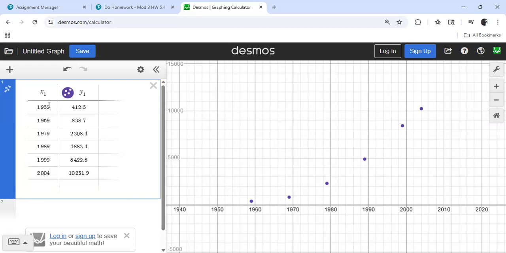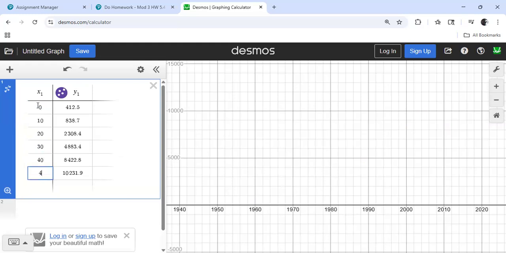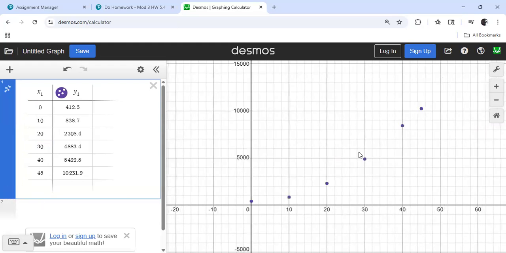So 1959 will be X equals 0. The next one is 10, 20, 30, 40, and then there's only a 5-year gap down here, so it'll jump from 40 to 45. So I'm going to go ahead and readjust those. That would be 0, 10, 20, 30, 40, and 45. Now we can't see the scatter plot anymore, so I'm going to go down here and use the zoom fit to readjust the window so I can see the scatter plot.